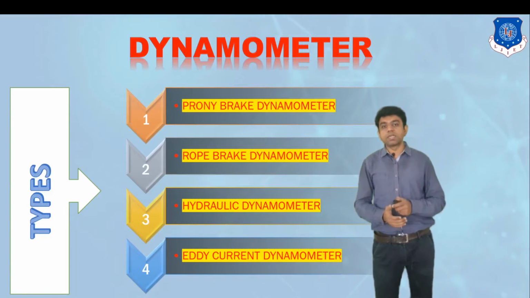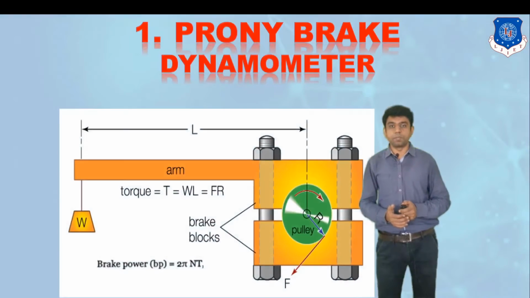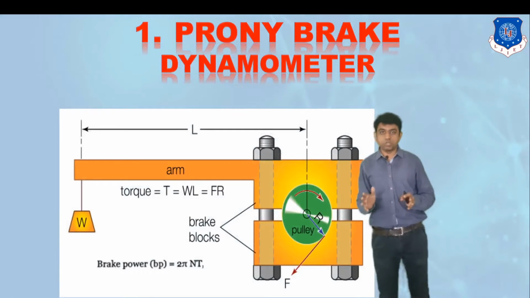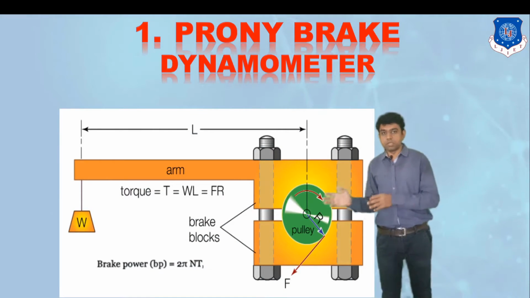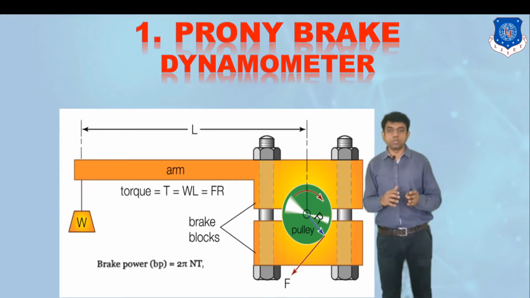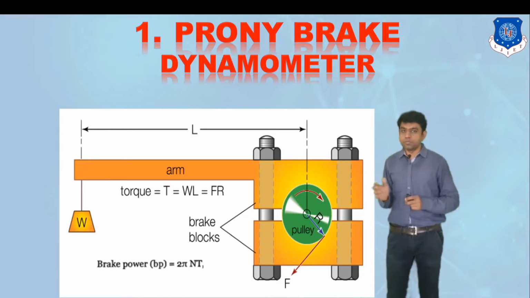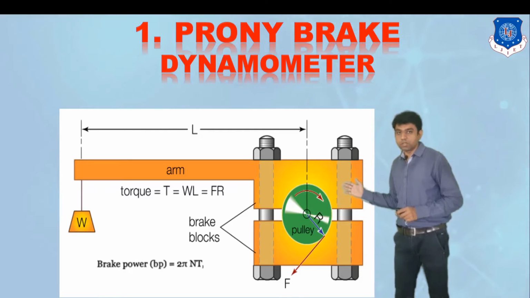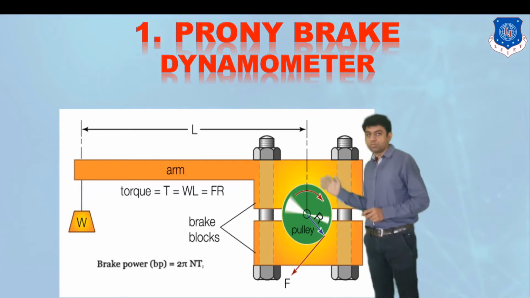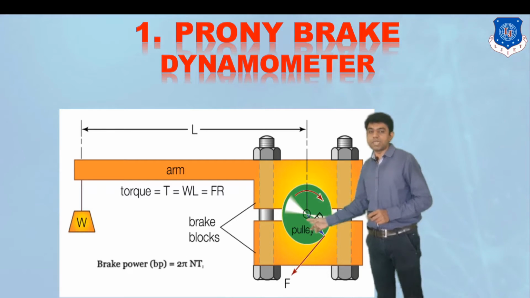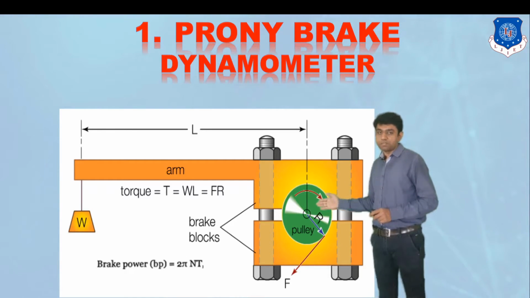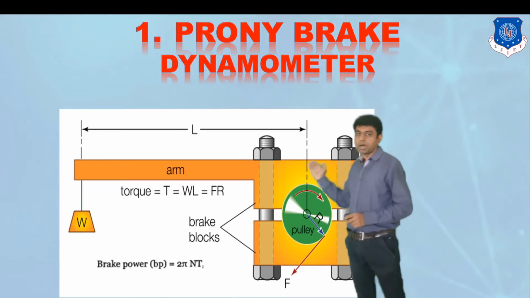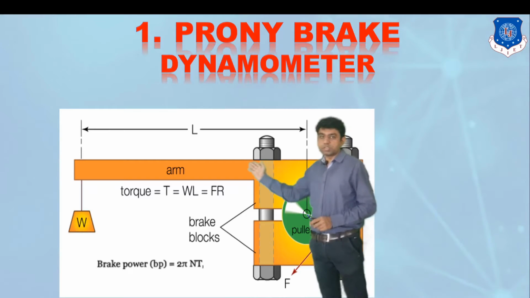So let us begin with the first dynamometer, that is the Prony brake dynamometer. First of all we will understand the construction part, then we will switch over to the working part, right? Looking at the construction, we have two wooden blocks indicated with this orange color. In between the two wooden blocks, we have the engine shaft. This engine shaft, which we need to stop, would be stopped with the help of this upper arm. The upper wooden block is attached to this upper arm.